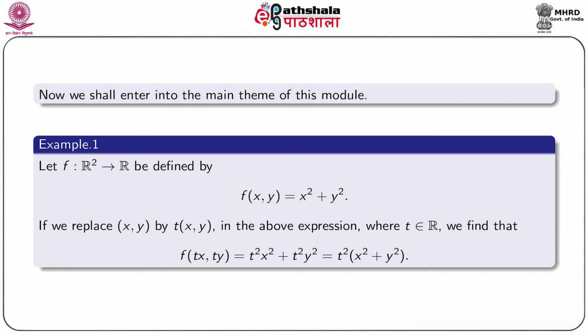Now, let us replace the point (x, y) by t times (x, y), that is (tx, ty), in the above expression where t is a real number, and see what happens. We find that f(tx, ty) equals t square times x square plus y square.